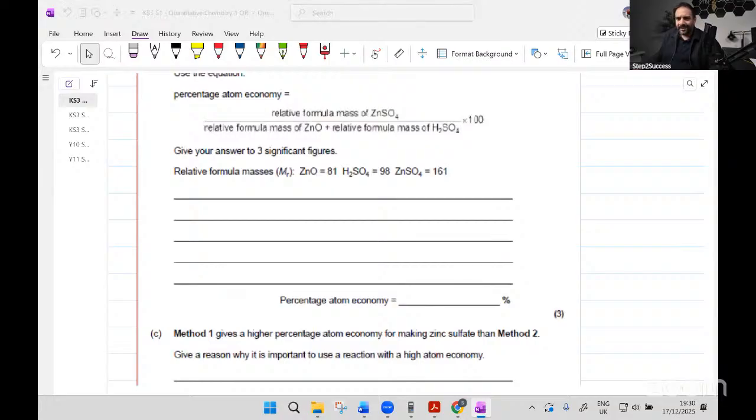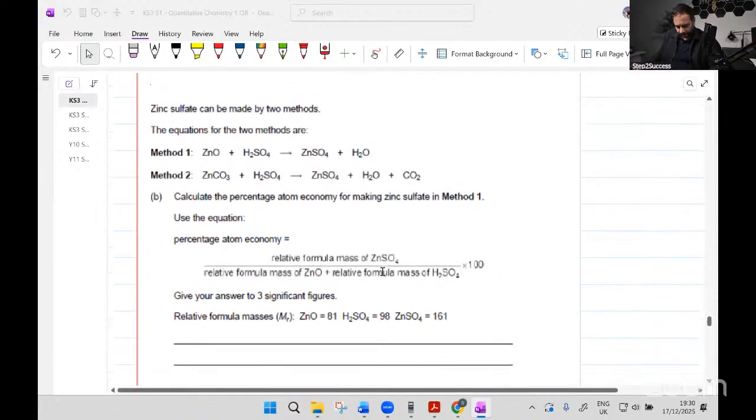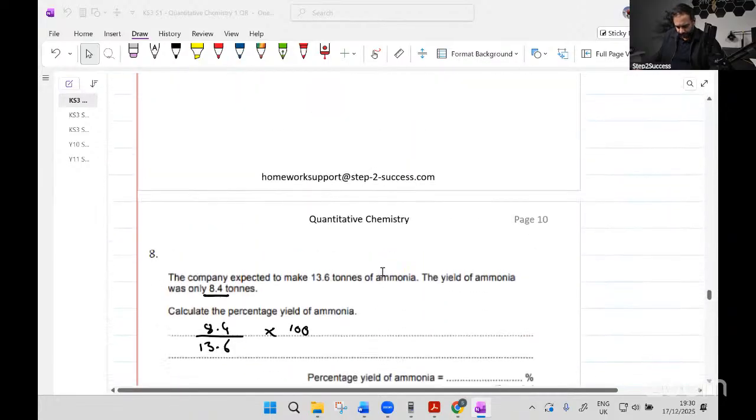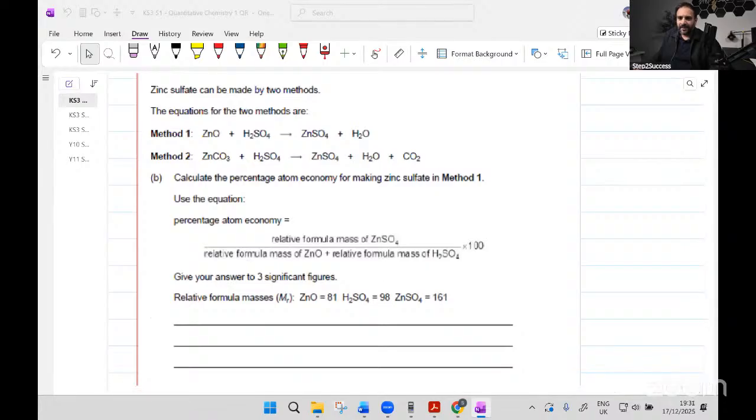Slightly surprised nobody's asked me the last one. Oh, is this still question 8? Is this why? Because it's all still question 8.